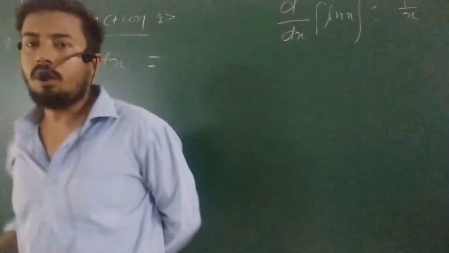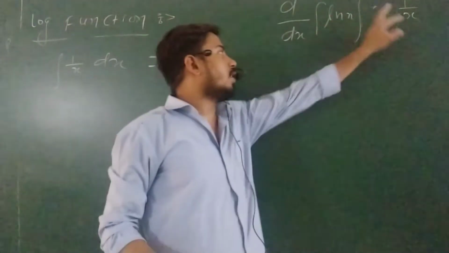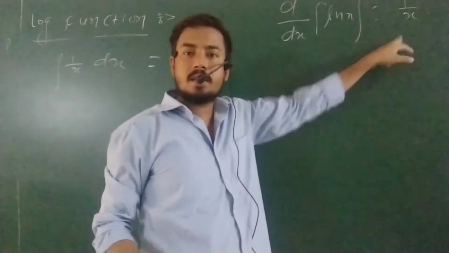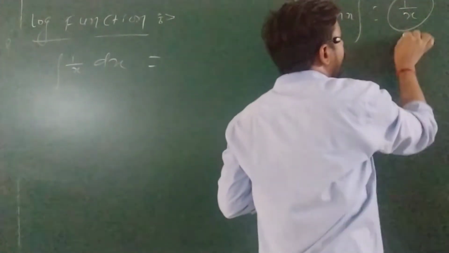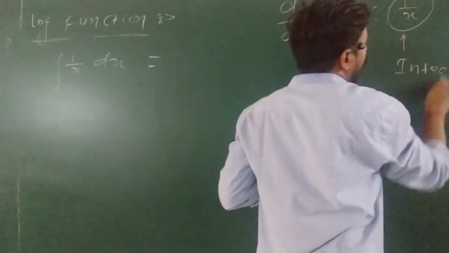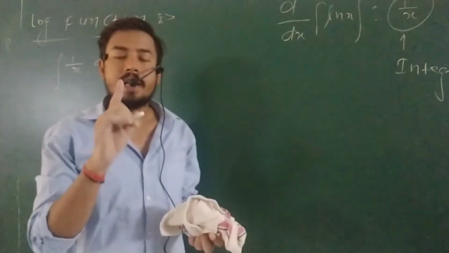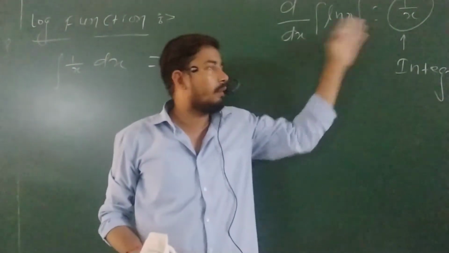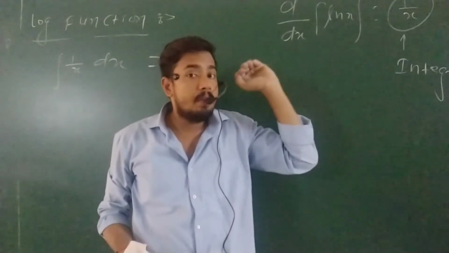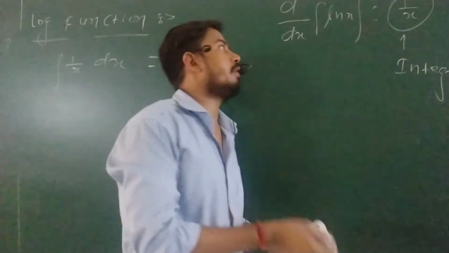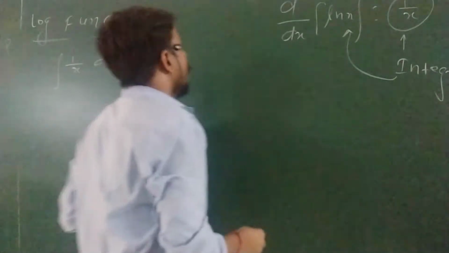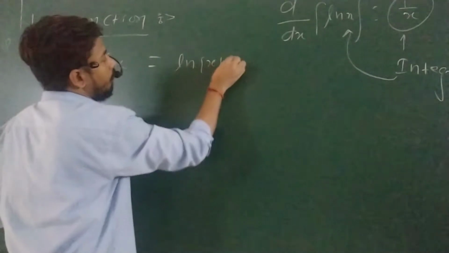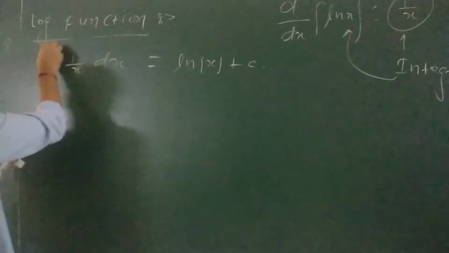If you differentiate ln x, you get the result 1 by x. Now if you integrate this, I have already told you, integration and differentiation are reverse processes. So once you differentiate ln x, you get 1 by x. If you integrate 1 by x, then the result should be ln x. It means the integration of 1 by x dx is ln x plus c. Getting my point?